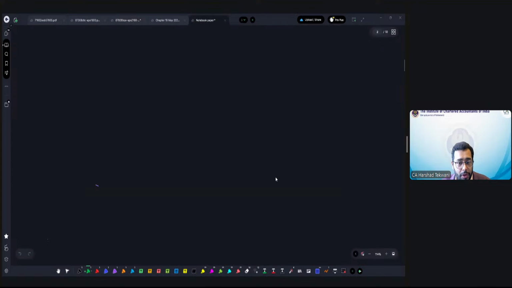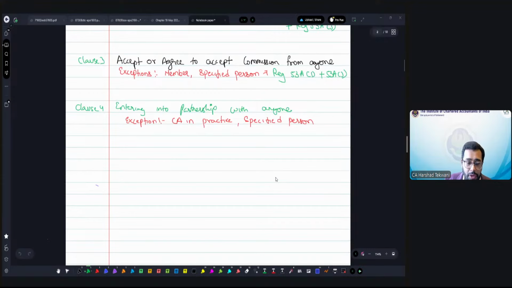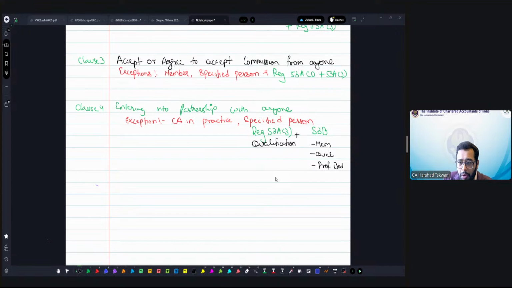So specified person for the purpose of clause 4 is your regulation 53A3, which is qualification, plus 53B, which is your membership, qualification, and professional body. Membership, qualification, and professional body, that is your regulation 53B. Clear? So if you enter into a partnership with them, perfectly fine.